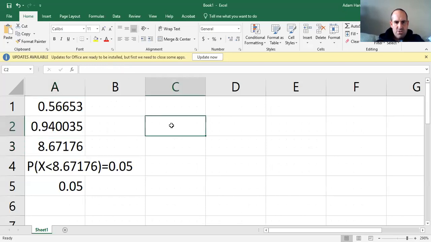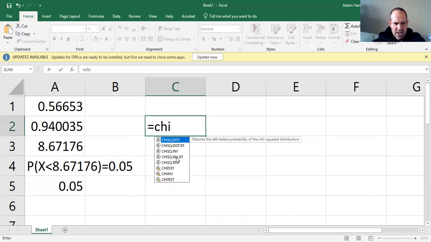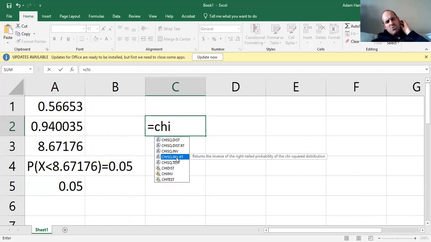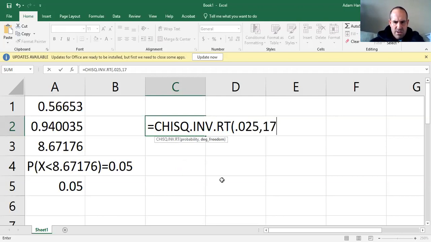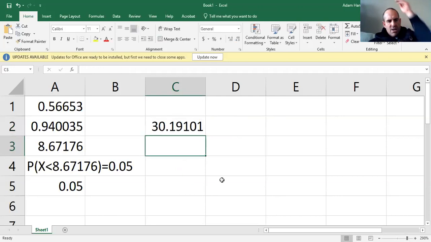So we go equals chi-squared inverse right tail. The distribution gives us a probability; the inverse takes a probability and gives us a value. So probability, this time in the right tail, is 0.025, degrees of freedom 17, and we get 30.191.